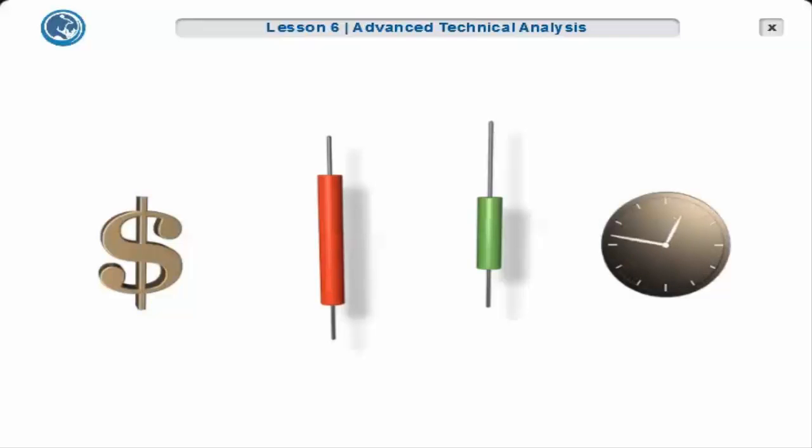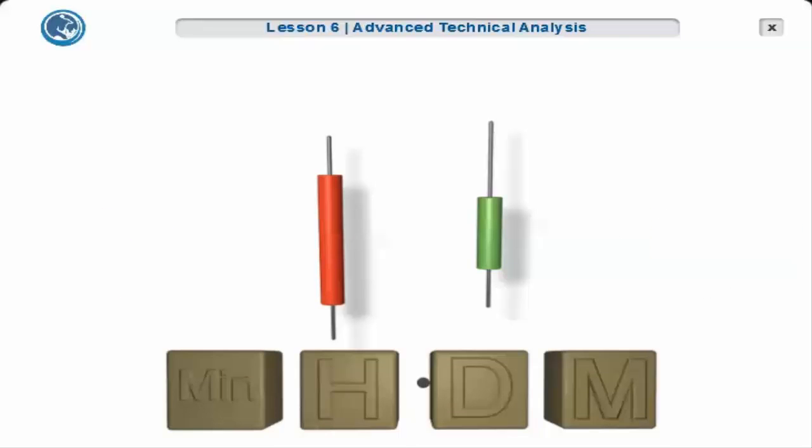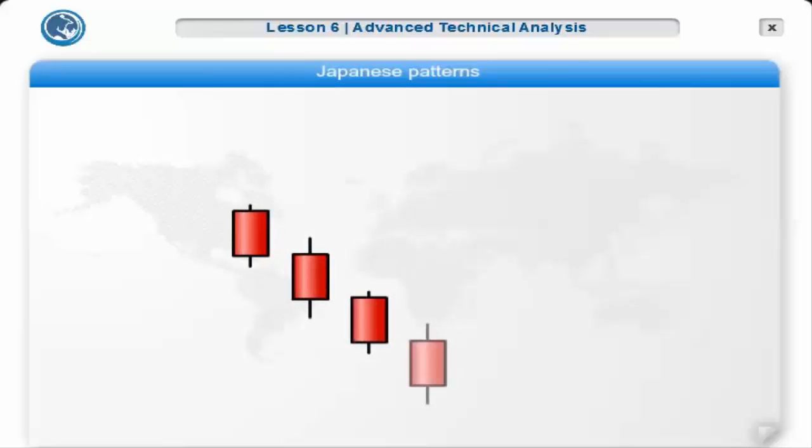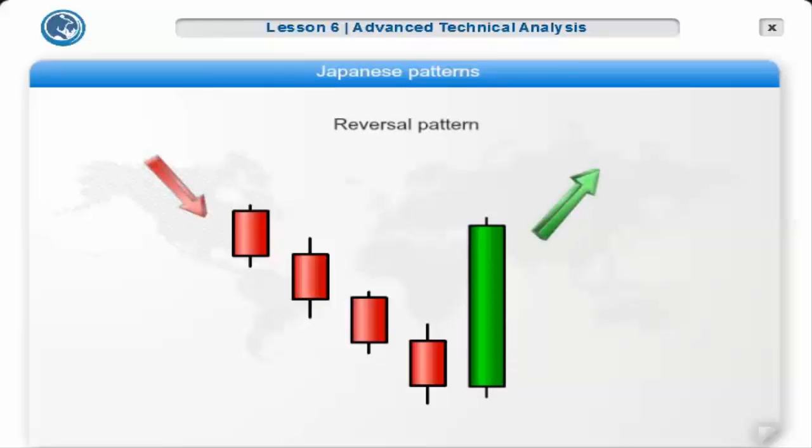When looking at the diagram, we must first choose the time frame in which we would like to analyze the market's movement. We can choose time frames ranging from 1 minute to up to an entire month. Japanese patterns may include only a single candlestick or a series of several candlesticks, but no more than 5. Some of the patterns are meant to identify reversal points in the market, while others are intended to identify the continuation of an existing trend.